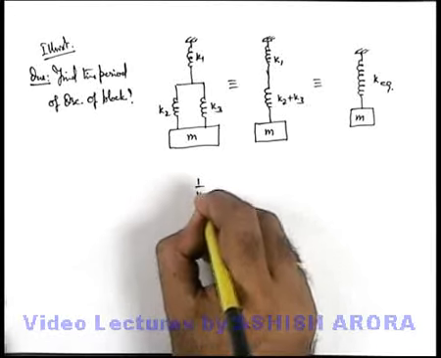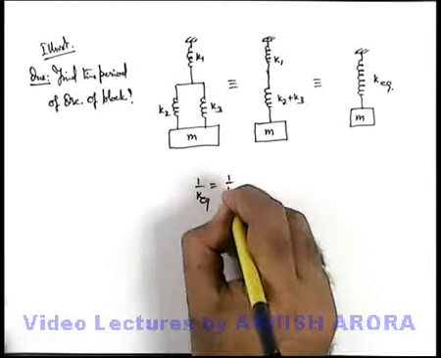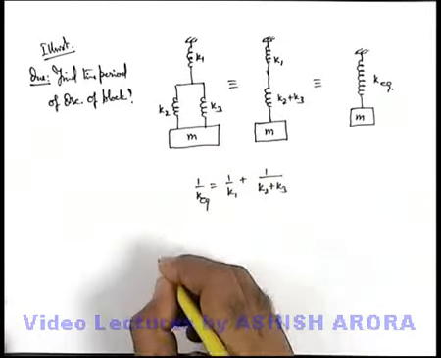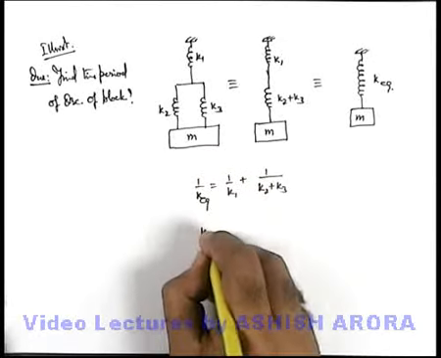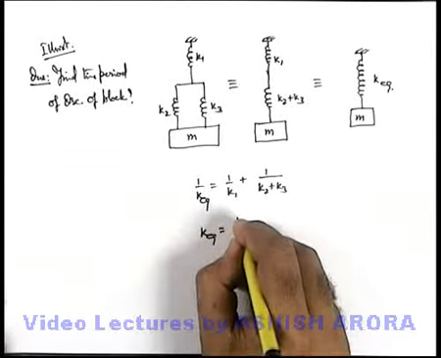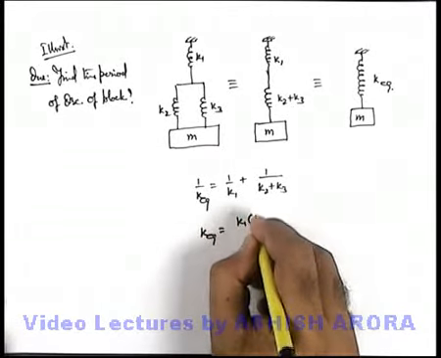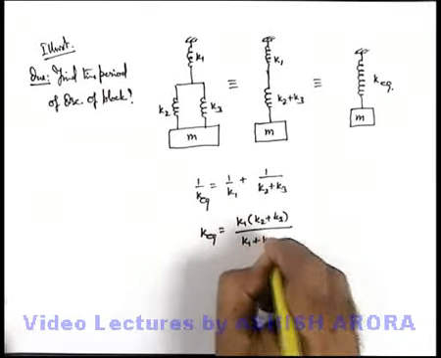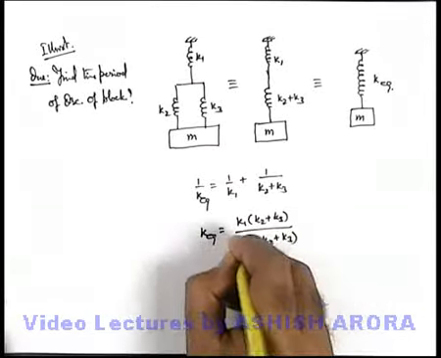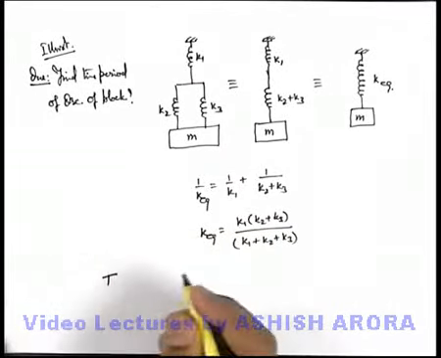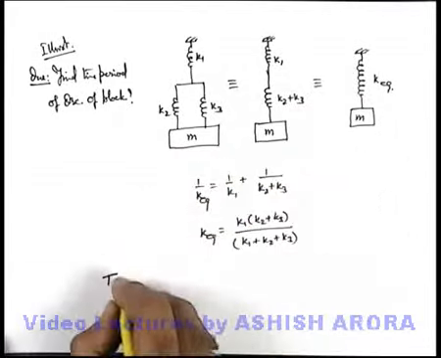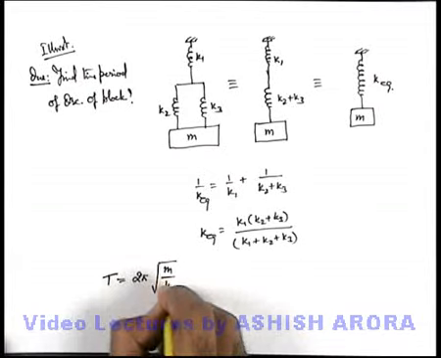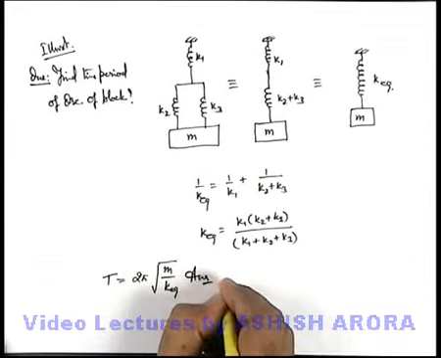So for series combination we can write 1 by K equivalent as 1 by K1 plus 1 by (K2 plus K3). On simplifying, we get K equivalent equals K1 multiplied by (K2 plus K3) divided by (K1 plus K2 plus K3). So this is the K equivalent. We can directly write the time period of a spring block pendulum as 2 pi root of m by K equivalent. That will be the answer to this problem.